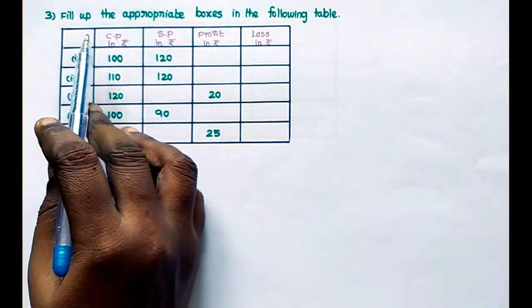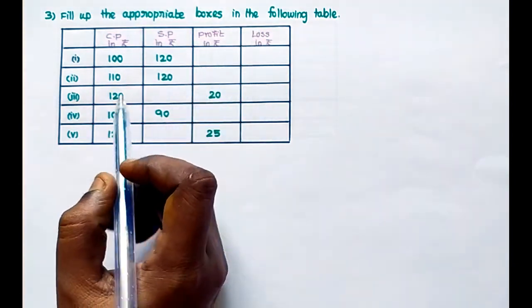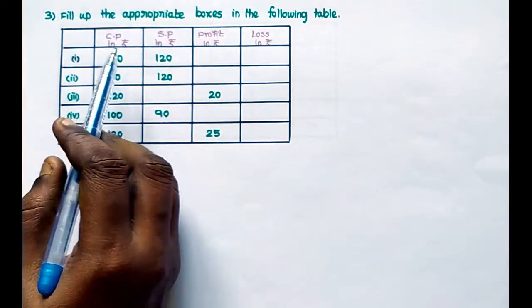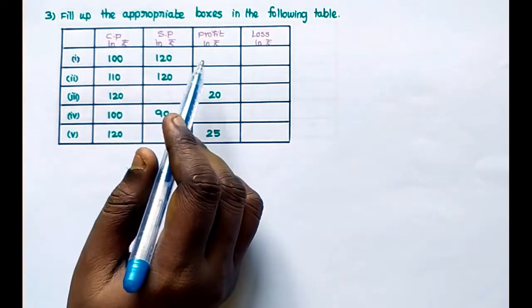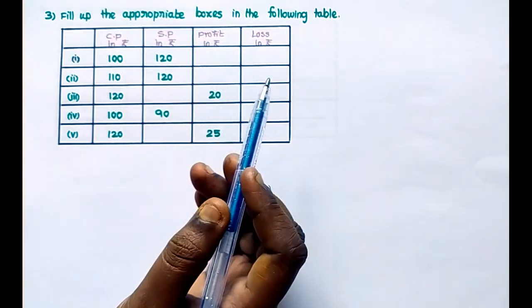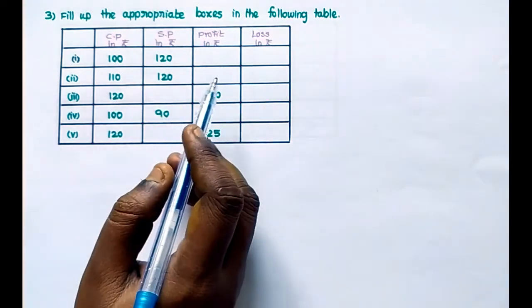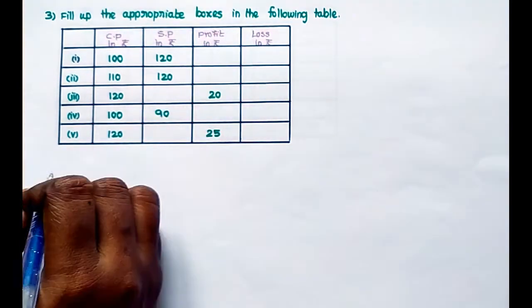Third sum, fill up the appropriate boxes in the following table. Listen, they have given cost price here, selling price here. We have to find out whether this is profit or loss. Sometimes they give profit, which means we have to find out the selling price. Listen.